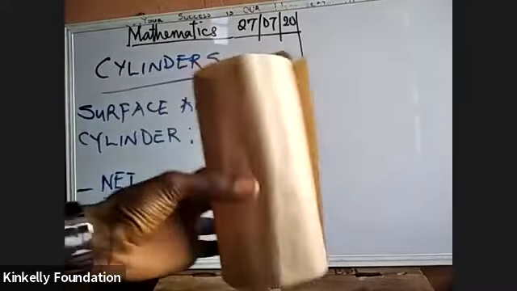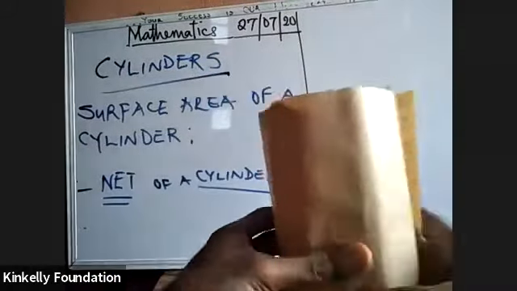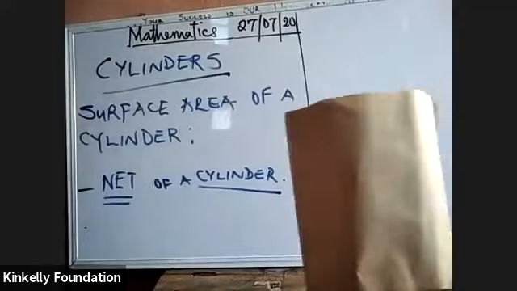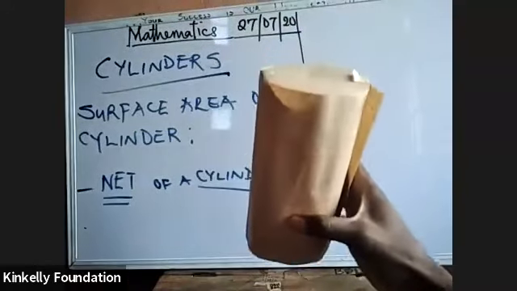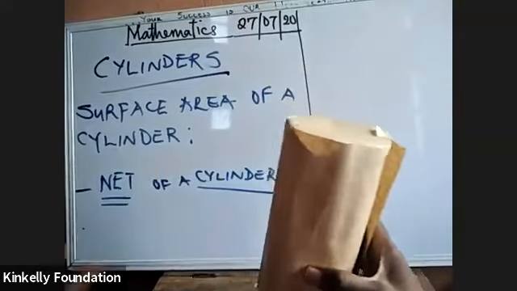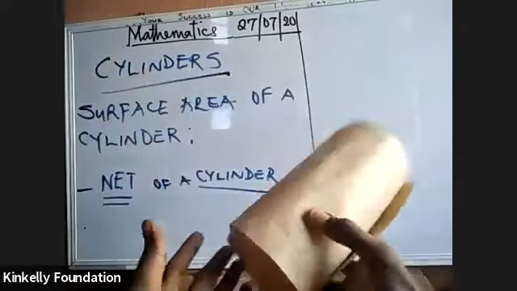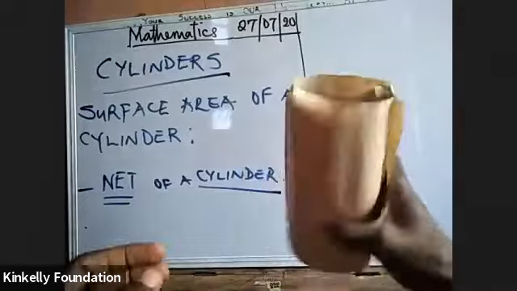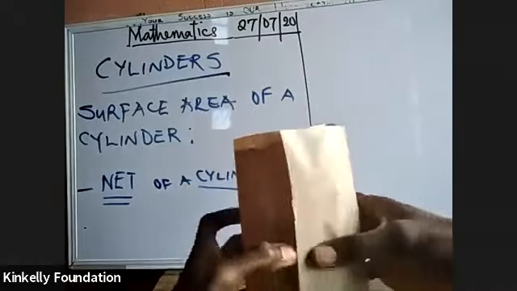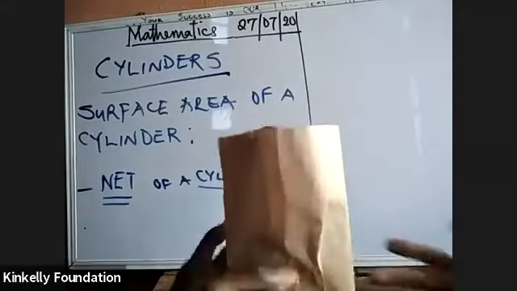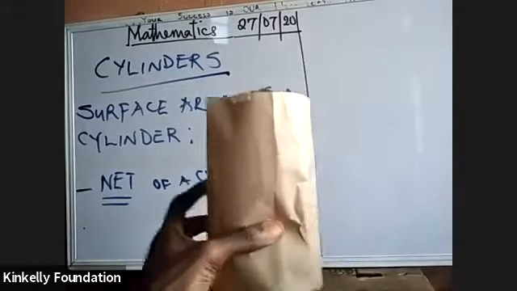Now, look at this. This is a typical cylinder. We have some kinds of cylinder. We have the hollow cylinder. A hollow cylinder is a cylinder that is open at both ends. Now, this one is not open at both ends. This is a solid cylinder. When you try to open up this cylinder, what and what are you going to get from the opening?